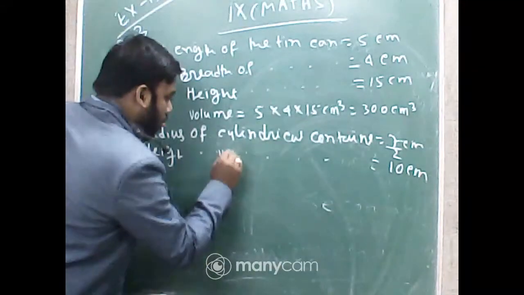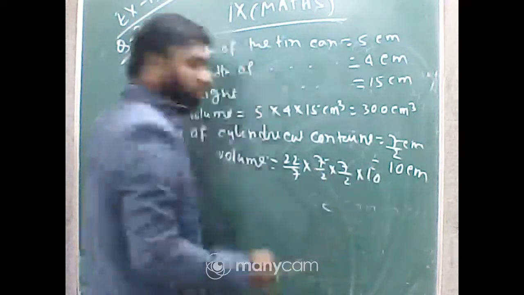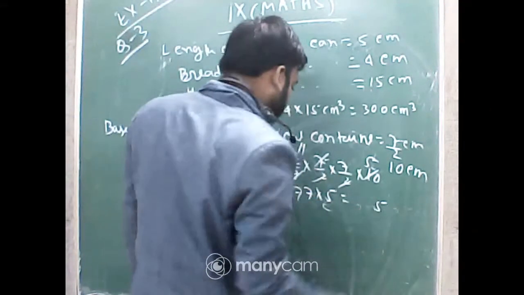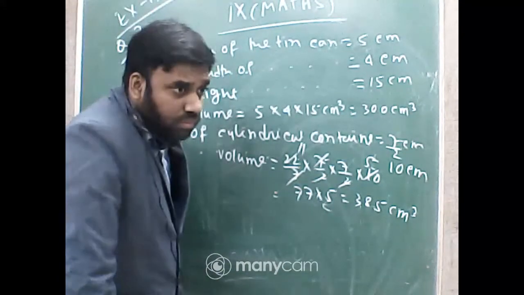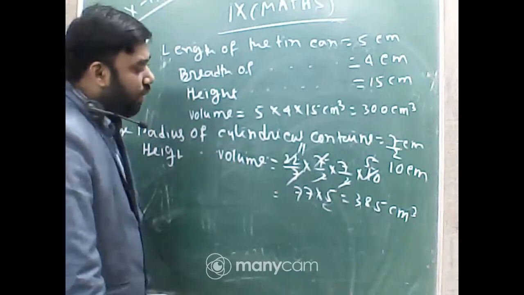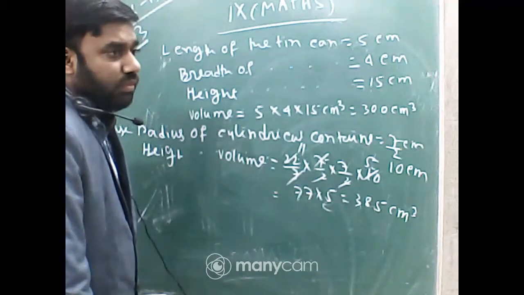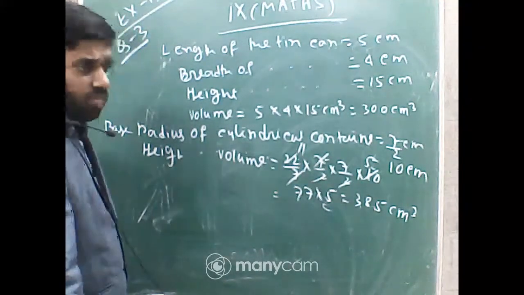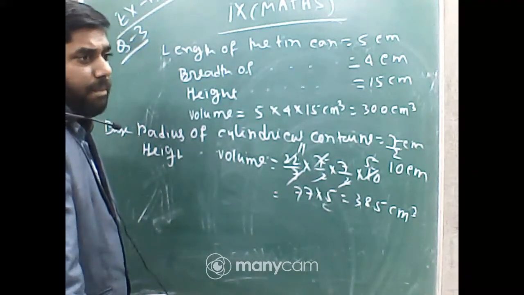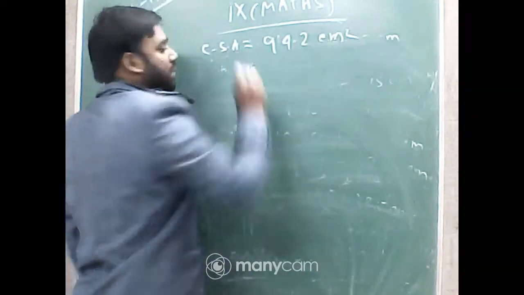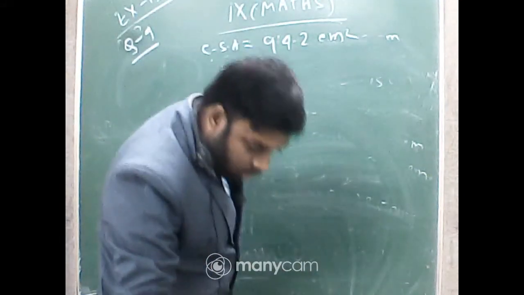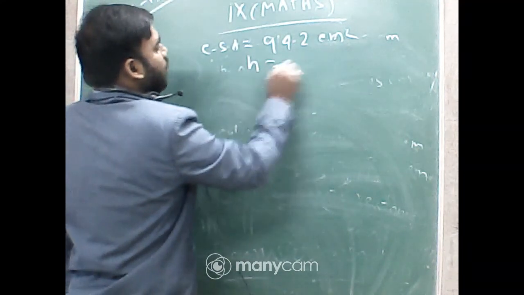Question number 4: if the lateral surface area of a cylinder is 94.2 centimeter square and its height is 5 centimeter, find the radius of its base and volume. A very interesting and important sum. First of all, CSA means curved surface area of cylinder. Now we have to calculate base radius and volume. Also, height is given, h equal to 5 centimeter.